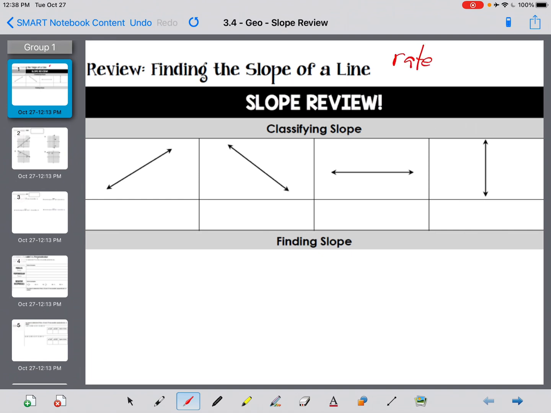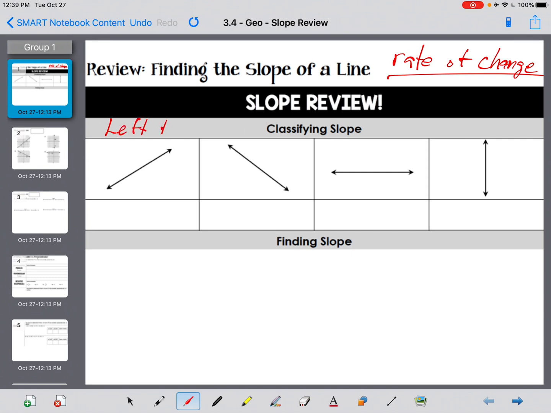Slope is the rate of change. How is the line changing, and at what rate is it changing? Is it going up? Is it going down? And how fast is it doing that? The bigger the number, the faster it's going. So let's just look at some general pictures of slopes.